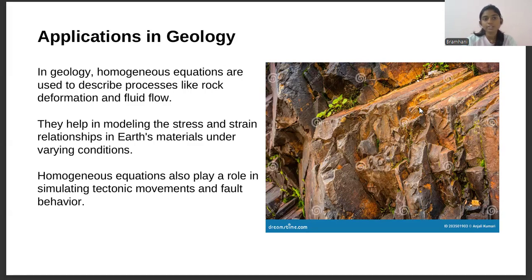Basically, in geology, homogeneous equations are used to describe processes like rock deformation and fluid flow. They help in modeling the stress and strain relationships in Earth materials under varying conditions. They can also be used to identify how rocks are formed and how much stress they are dealing with in the formation of rocks, and the strain relationships between Earth materials under varying conditions. Homogeneous equations also play a role in simulating tectonic movements and fault behavior.